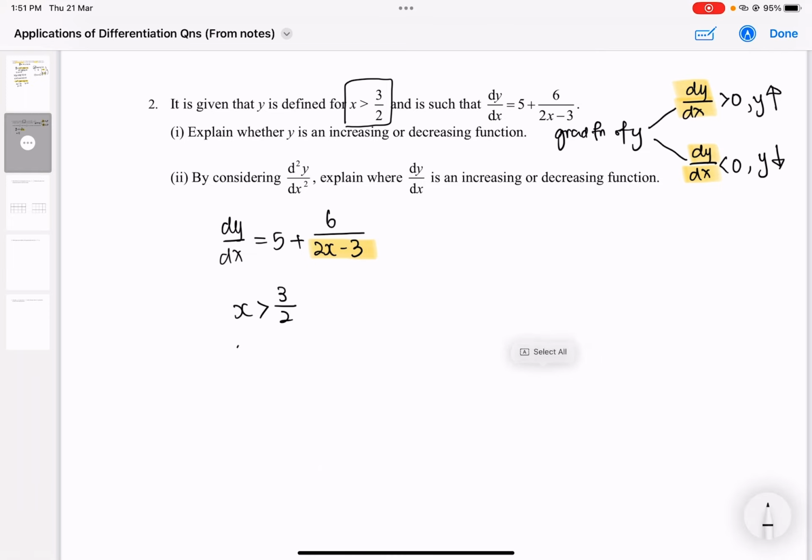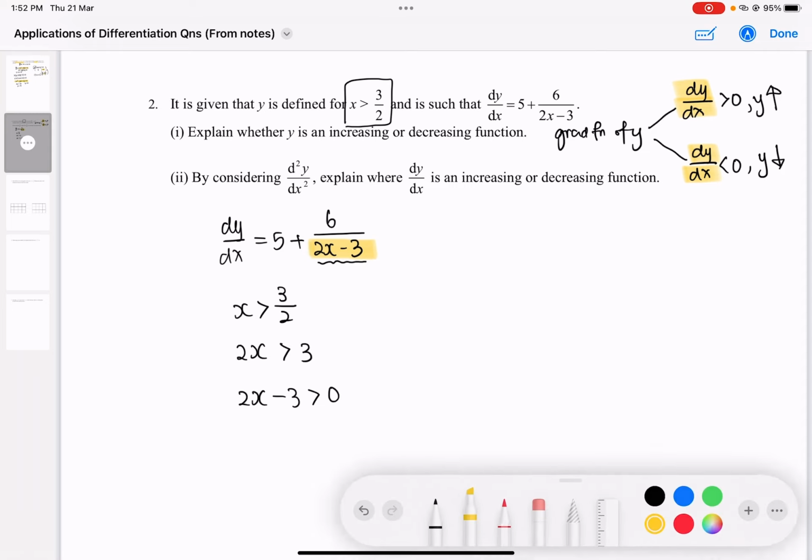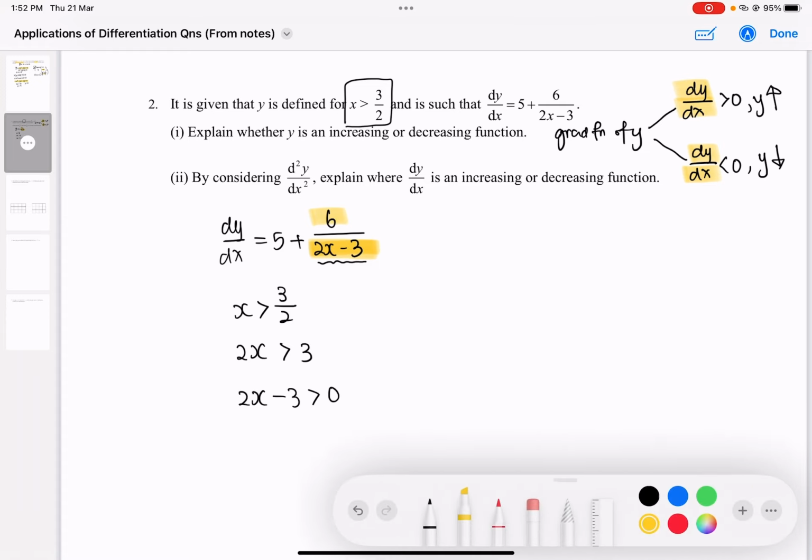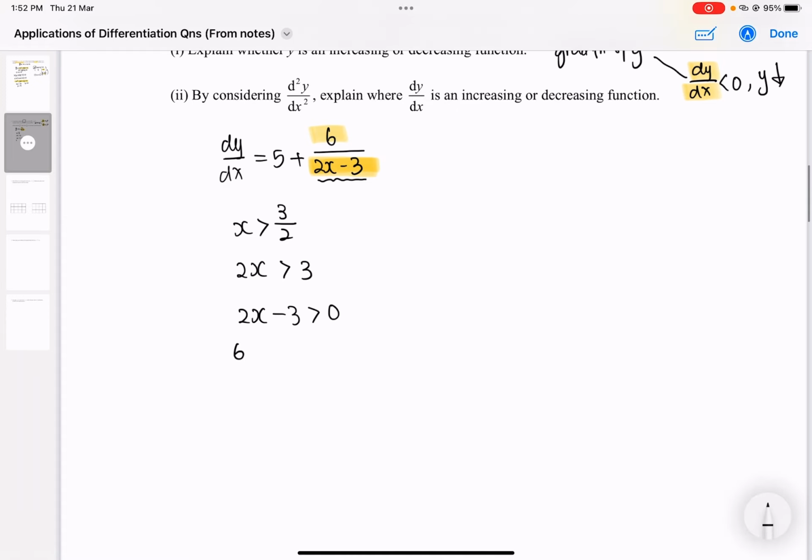If x is more than 3 over 2, if I were to multiply 2 on both sides, 2x would be more than 3. If I were to subtract 3 on both sides, 2x minus 3 would be more than 0. So I'm basically trying to get this expression on the left-hand side of the inequality. So this 2x minus 3 is positive. So if I have a fraction where the denominator is positive and the numerator is 6, 6 is also a positive number. Therefore, 6 over 2x minus 3 will definitely be positive.